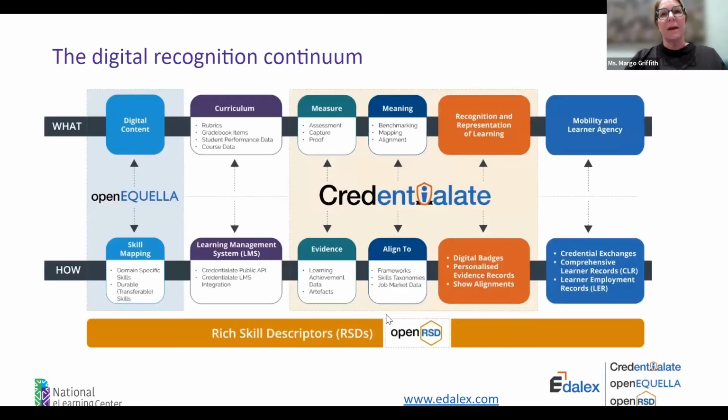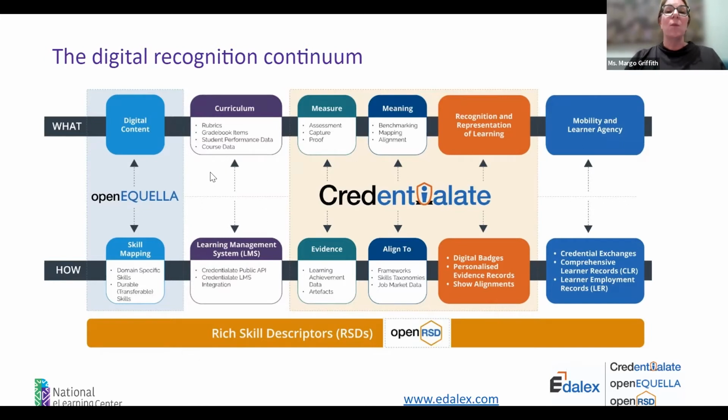I'm going to talk through a little bit about what that means from my context. This is what we at edX view as the digital recognition continuum. And we're talking about, from the left-hand side here, the content, the assessment, and the learner achievement data that we are creating as learners go through and are assessed. We then come from the curriculum to, I guess, the collation of what does that learner achievement data mean from a skills and competency perspective? How can we bring that together?